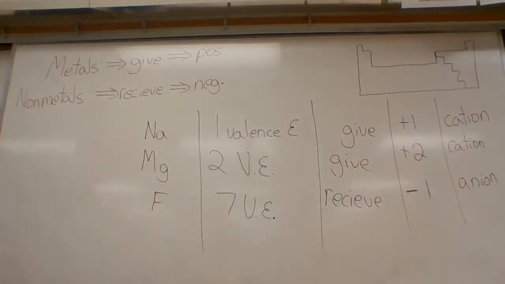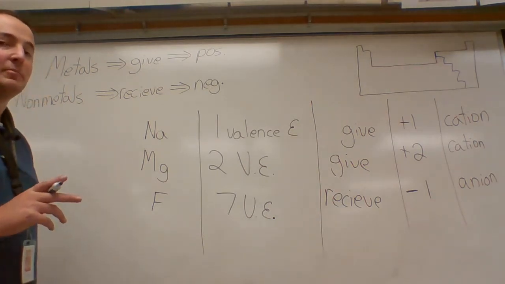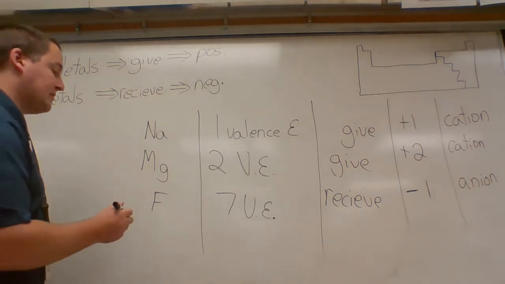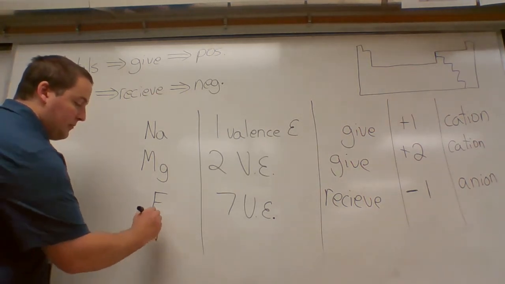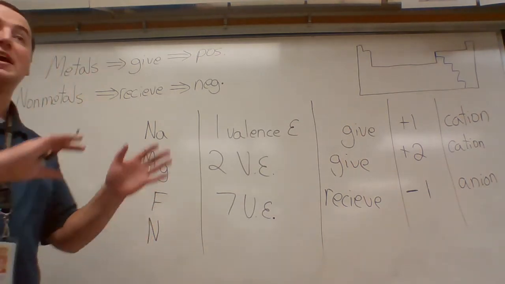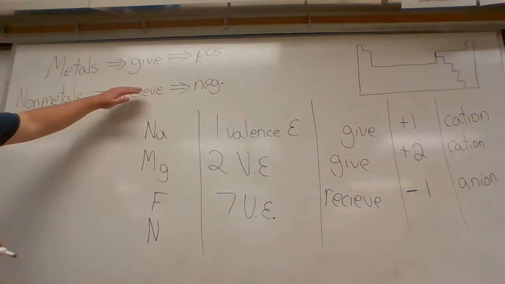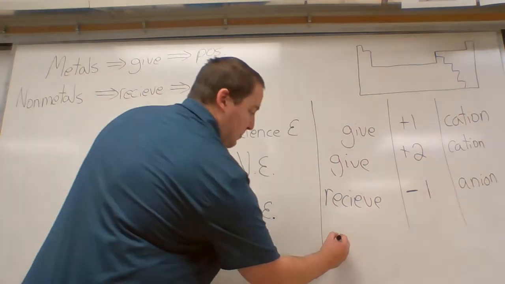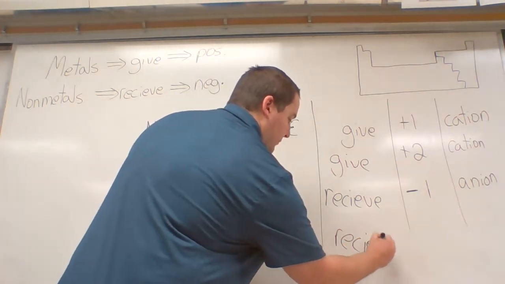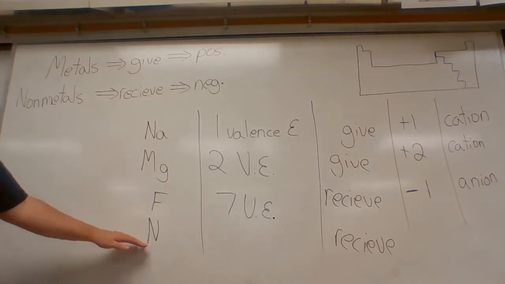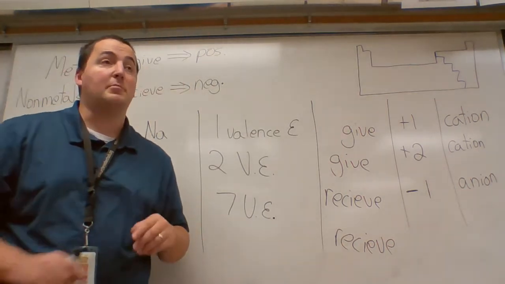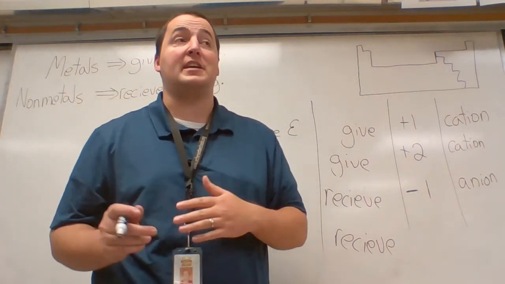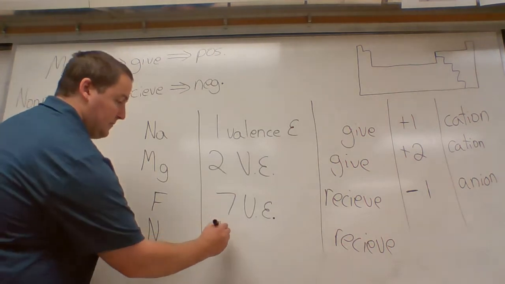Let us do one more example to finish up today's lesson. Today's lesson obviously is going to be pretty short. So let's look at nitrogen. Nitrogen is to the right side of that blue staircase, which means it's a nonmetal, and therefore it's going to receive electrons. So we can fill in this part real quick. Now, nitrogen, if you look on the big periodic table, is in group 15. So since it's in group 15, it has 5 valence electrons.